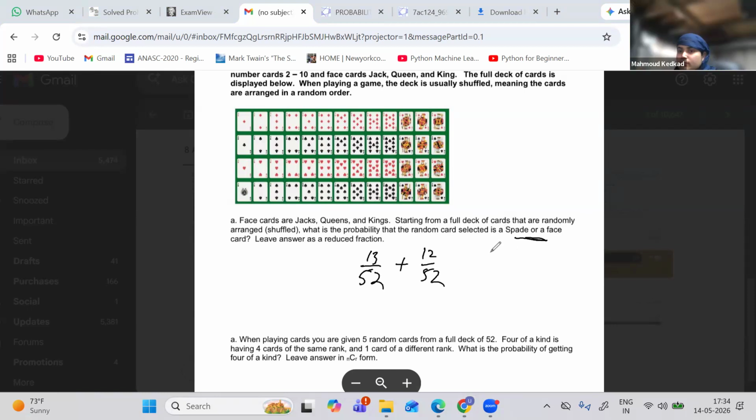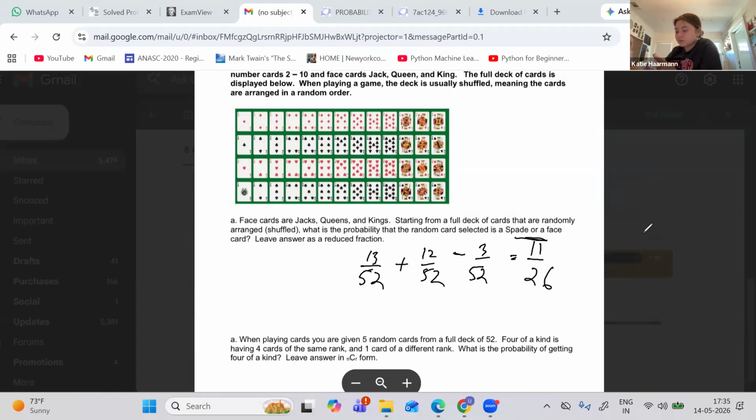Yes. So spades over 52 is 13 over 52, plus the face cards, which is 12 over 52, minus the intersection, which is 3. 13 plus 12 minus 3 is just 22, right? And that's 11 over 26. Leave the answer as a reduced fraction. Okay.